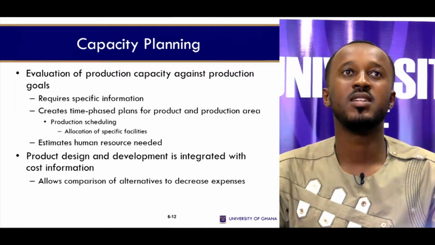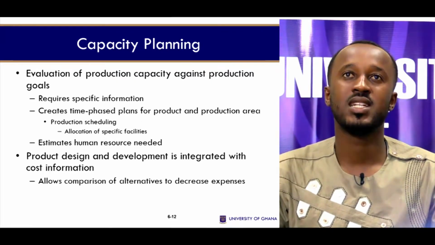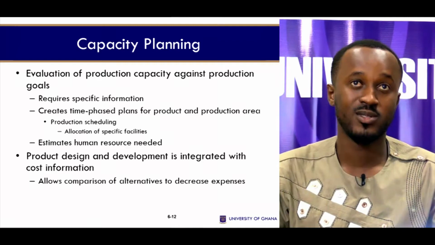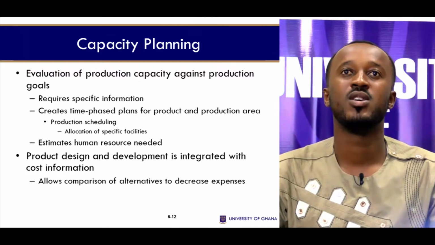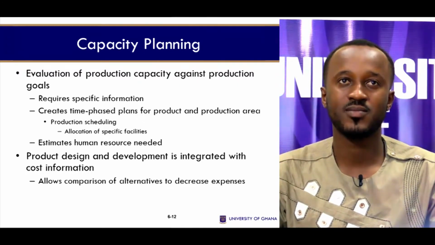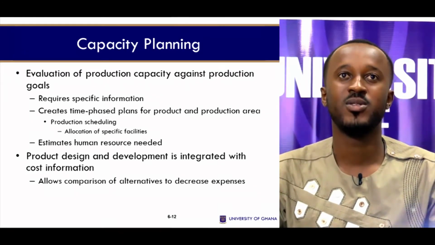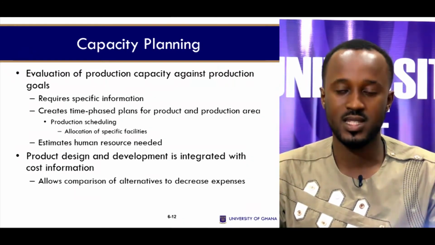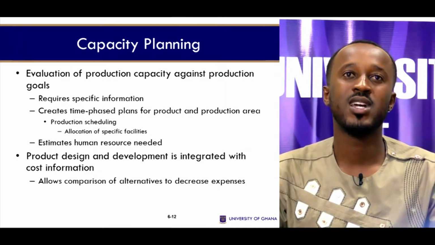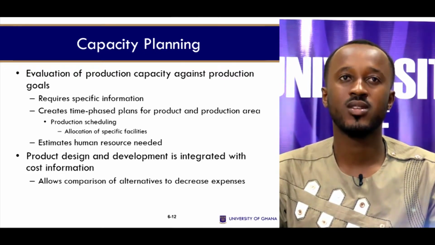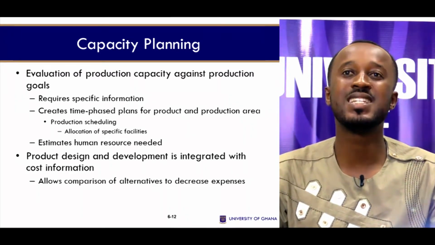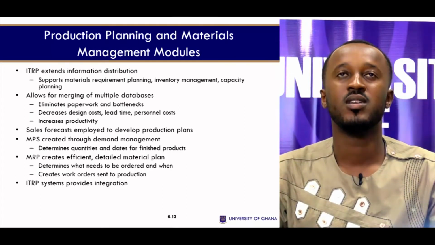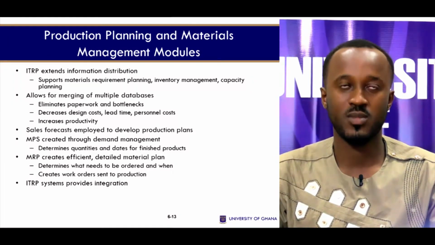Then under capacity planning is evaluation of production capacity against production goals, which requires specific information, creates time-phased plans for product and production area. Then there's production scheduling, which allows for allocating of specific facilities. It estimates human resource needed. Then under capacity planning again, the product design and development is integrated with cost information, which allows comparison of alternatives to decrease expenses.